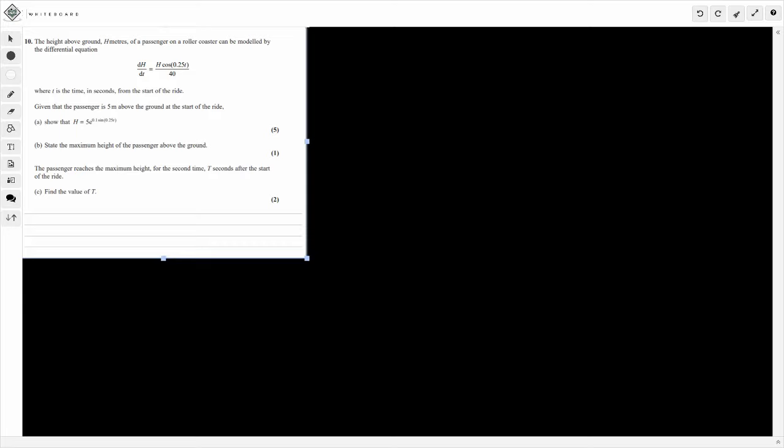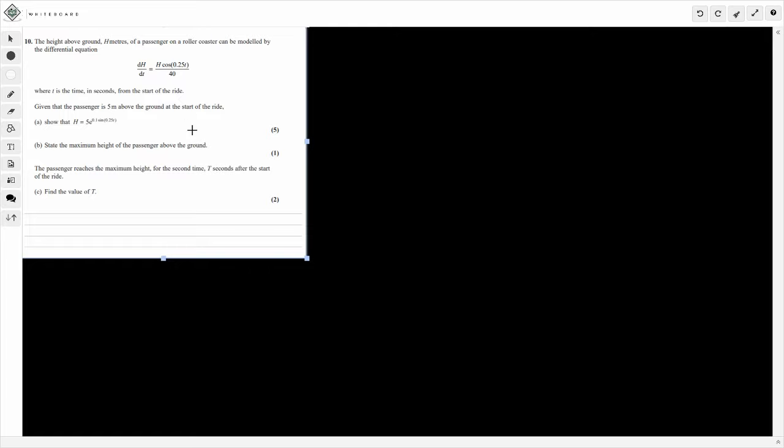Moving on to question 10 here, we have a differential equation question. So again, it's nothing too exciting. It's about passengers on a roller coaster, and it's modelled by this differential equation given here. And for part A, we have to show that h is equal to 5e^(0.1 sin 0.25t).